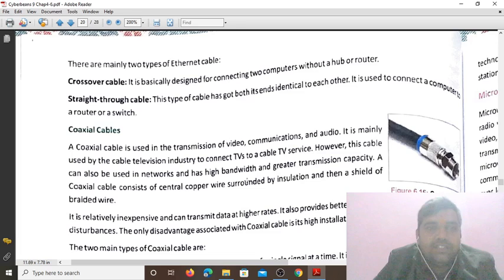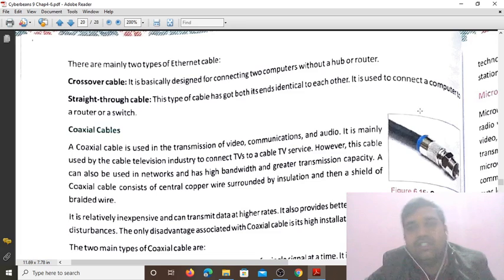And another is the straight through cable. This cable has both its ends identical to each other, and it is used to connect computers with a router or switch. So if you want to connect your computer with the switch or the router, in that case we use the straight through cable.